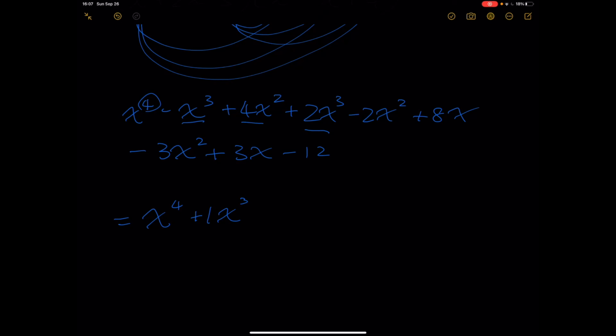Same process again. We look for the one with square. 1, 2, and 3. Has 3 of them this time. So positive 4x squared minus 2x squared minus 3x squared. So that will leave us with negative 1x squared. Alright, lastly, x. We have 2 of them. So positive 8x plus 3x. 11x, and lastly, the number by itself minus 12.